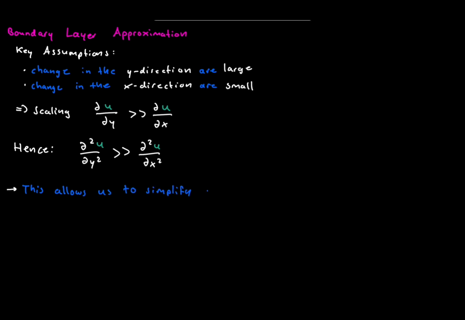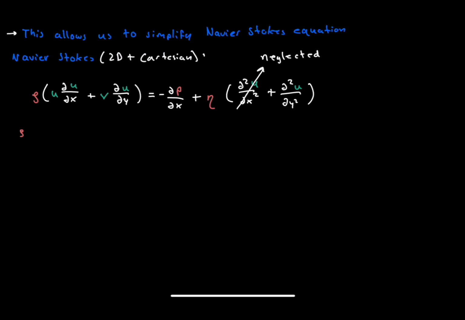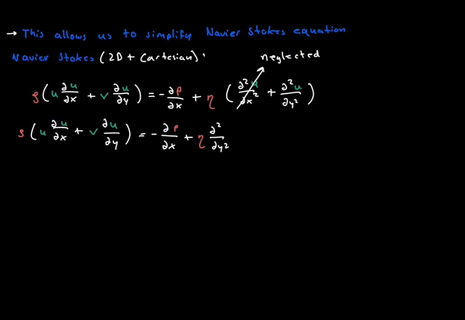Because of that, the x momentum equation simplifies. We neglect the viscous diffusion in the x direction and keep only the diffusion in the y direction. So the equation becomes density times u times du by dx plus v times du by dy equals minus dp by dx plus dynamic viscosity times d squared u by dy squared. This is the boundary layer equation.